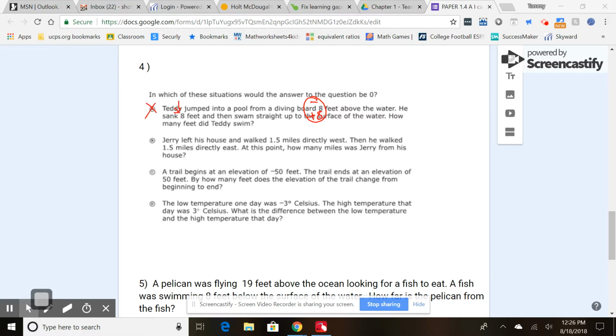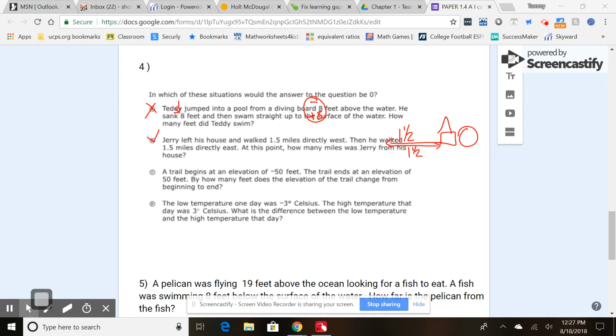It is not A. B, Jerry left his house and walked 1.5 miles directly west. Then he walked 1.5 miles directly east. At this point, how many miles is Jerry from his house? So if this is Jerry's house, Jerry's going to walk 1.5 miles west. And then it says Jerry's going to walk back 1.5 miles east. At this point, how many miles is Jerry from his house? Jerry is back home. So he is 0 miles from his house. This is our zero pair, so it's got to be B.